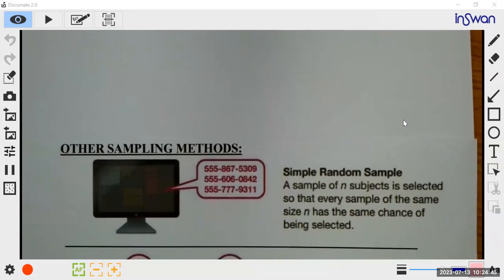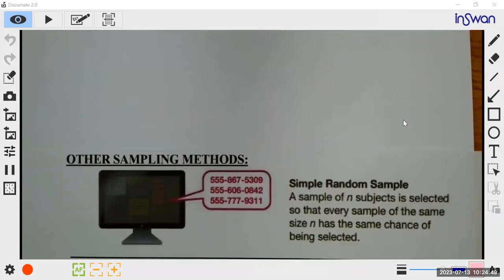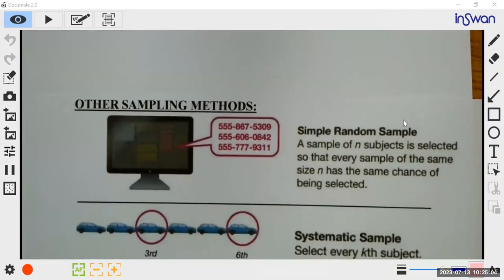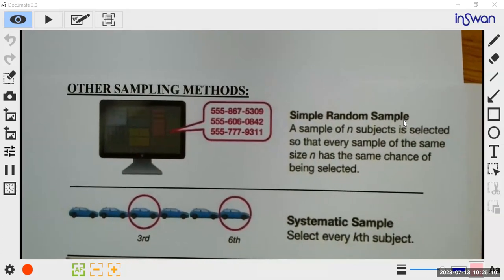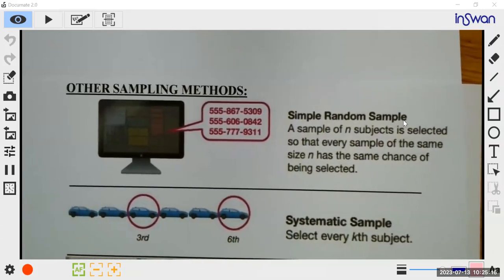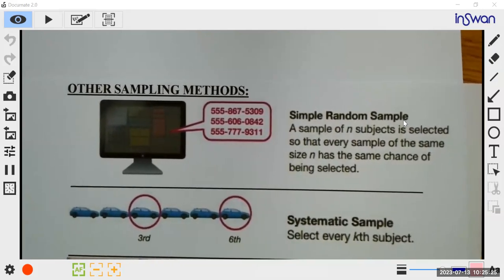Another way is called a systematic method. What do you think systematic means? How do they do things on assembly lines to see if something's good or bad? It's called quality control. How do they do it there? Every kth element is chosen. Every corporation that makes things has quality control. They'll take every, let's say, 100th item or 5,000th item and check it.